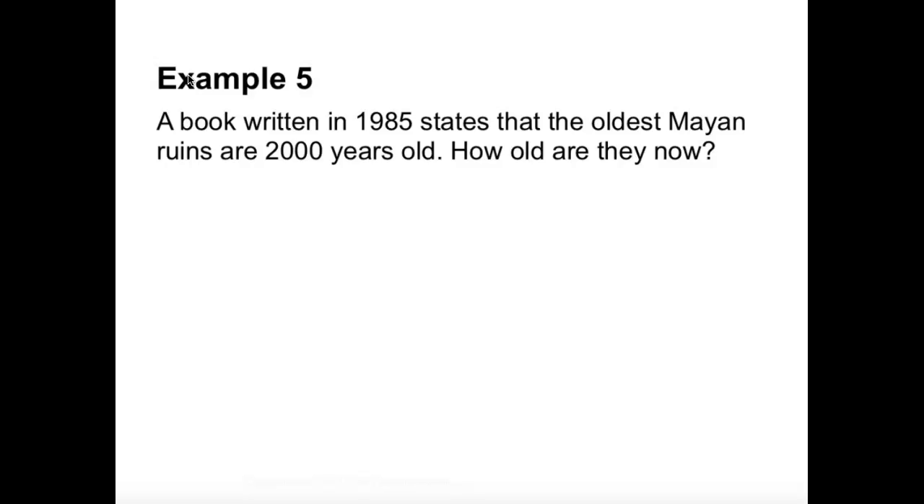Well, how long ago was 1985? How many years has it been since 1985? All right, so 36 years. So basically what we're trying to do is take this 2,000 years and add 36 years to it, right? So this is addition, so we're going to pay attention to precision.